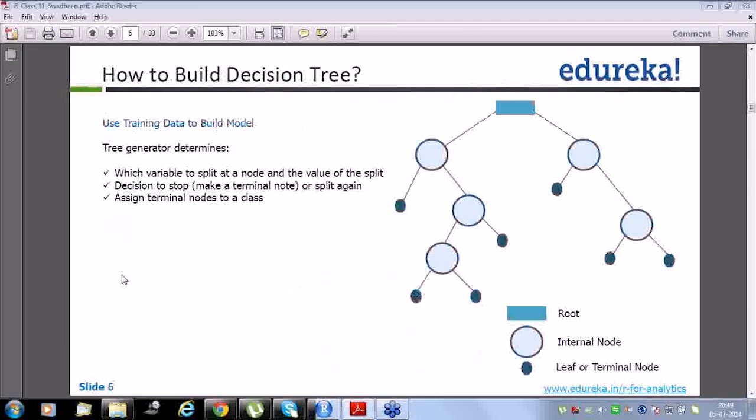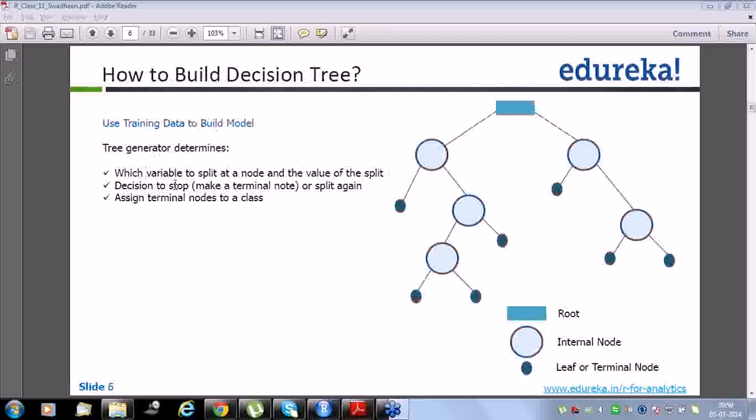How to build a decision tree? Use training data to build the model. We always work on the training data. Whenever we have a data set, we convert that data set into training data and test data. That's a usual practice we do for all the machine learning concepts. The tree generator determines which variable to split at a node and the value of this split.